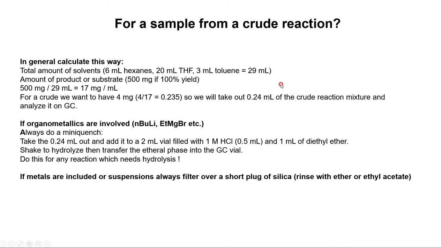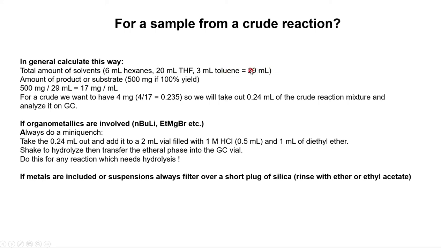So a sample from the crude reaction needs to be done differently. Obviously, in a crude reaction there are solvents, so it's diluted. And so this is why we have to do a quick calculation. So let's say the total amount of solvents is 6 milliliters of hexane, you add 20 milliliters of THF, 3 milliliters of toluene, so that would be 29 milliliters.